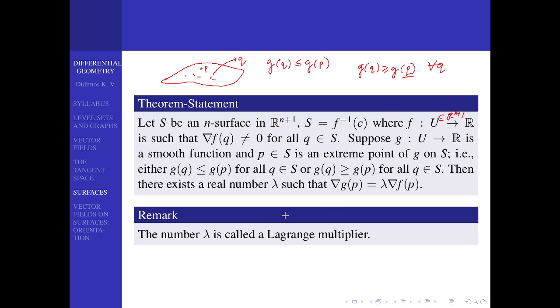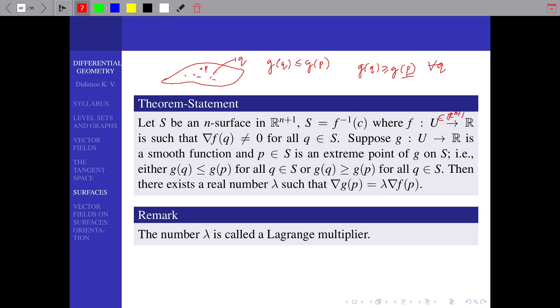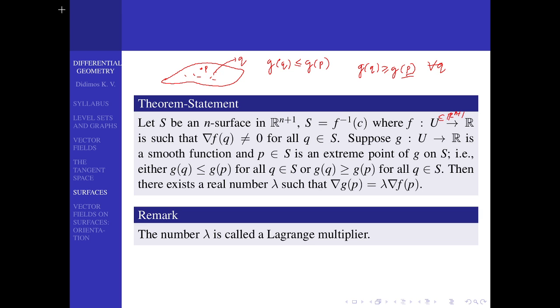We can say that if g has an extreme point p, then del g of p is equal to some lambda times del f of p. This is the idea we need to prove. For that, we will prove this using the idea of the maximum and minimum of real functions.